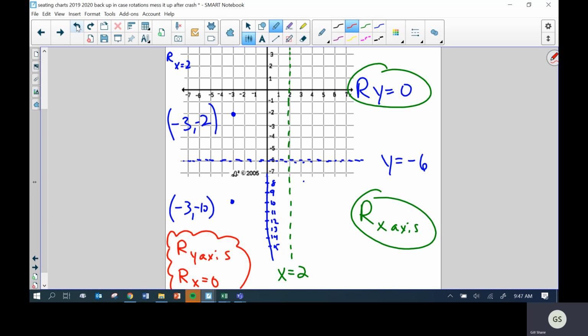Does anybody have any questions on that? Like how I'm getting that distance? All right. So if I'm 5 away from this line on the left, when I reflect it over x equals 2, I just need to be 5 away on the right. So I just need to go from here and count 5 to the right. Is my y value changing?